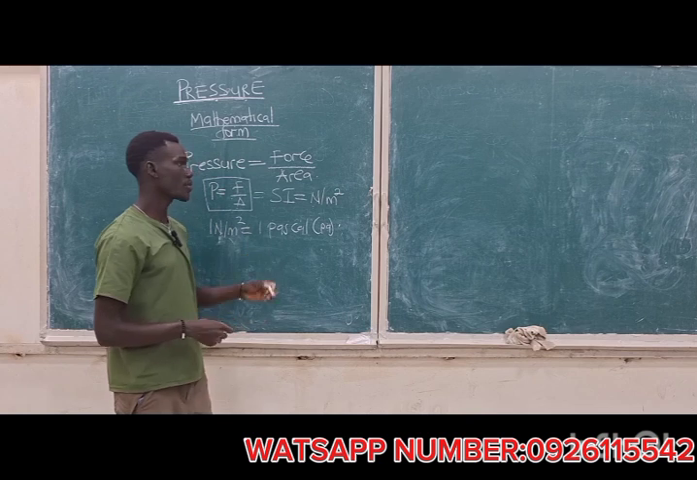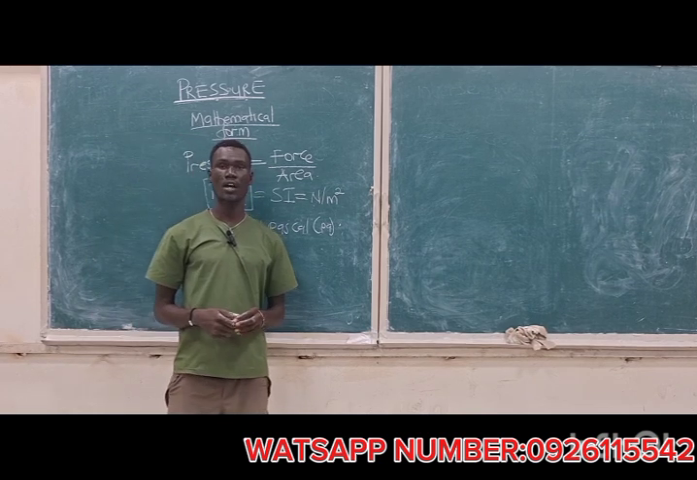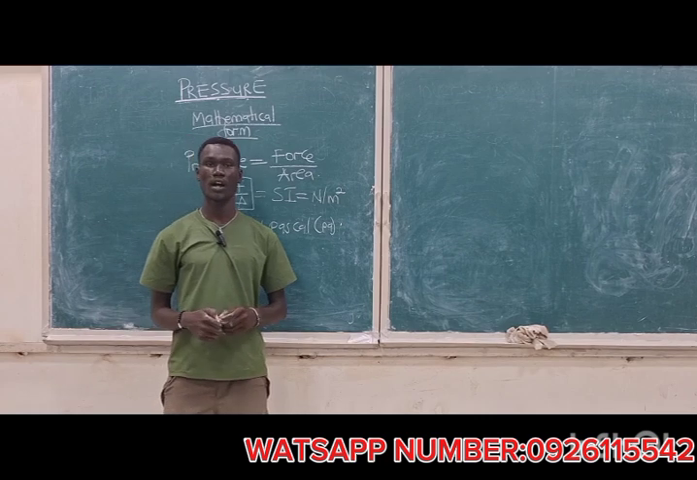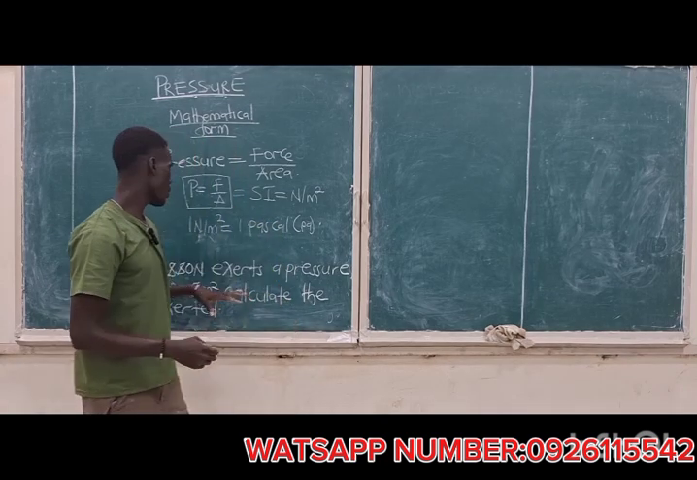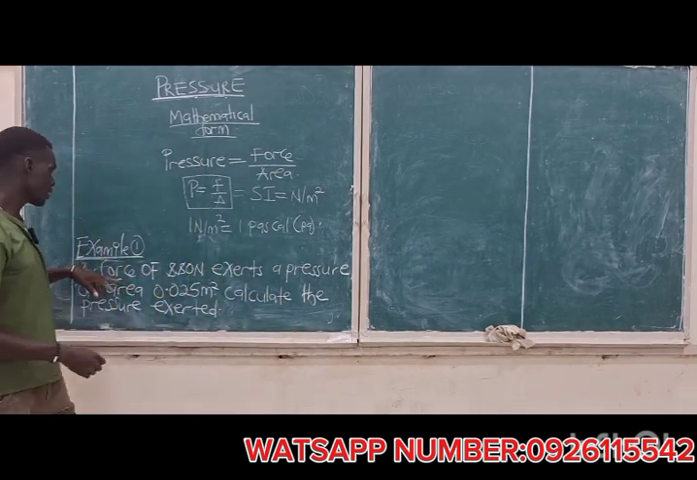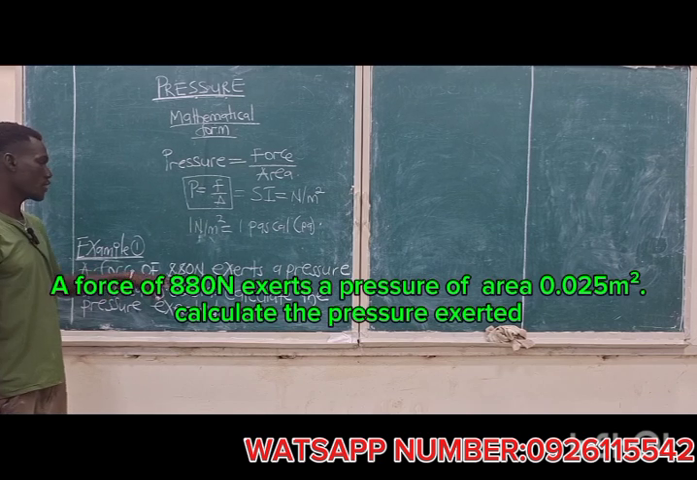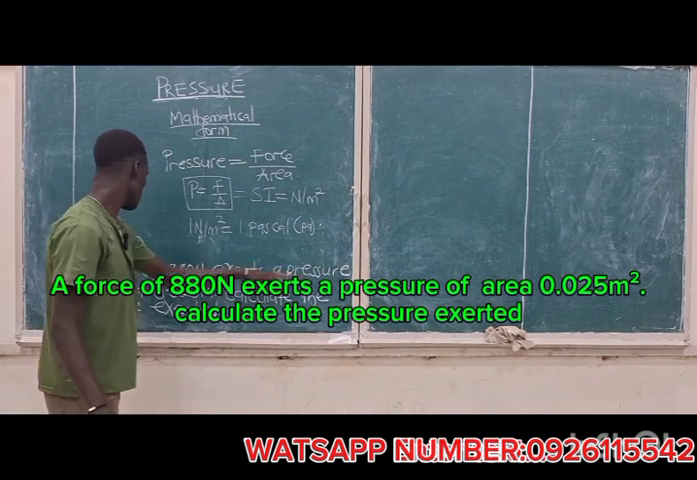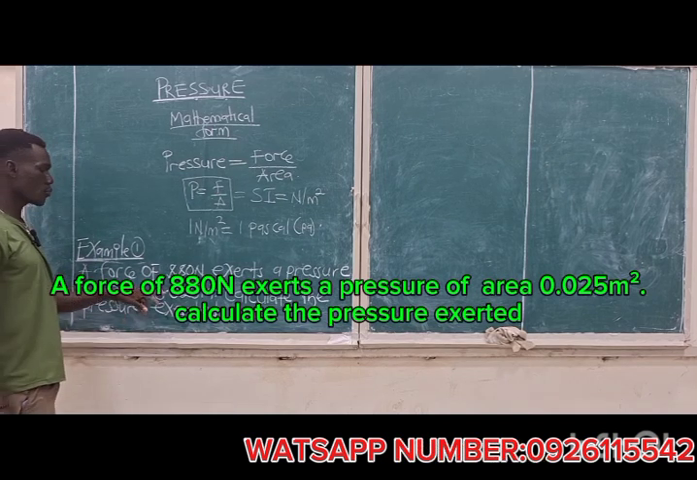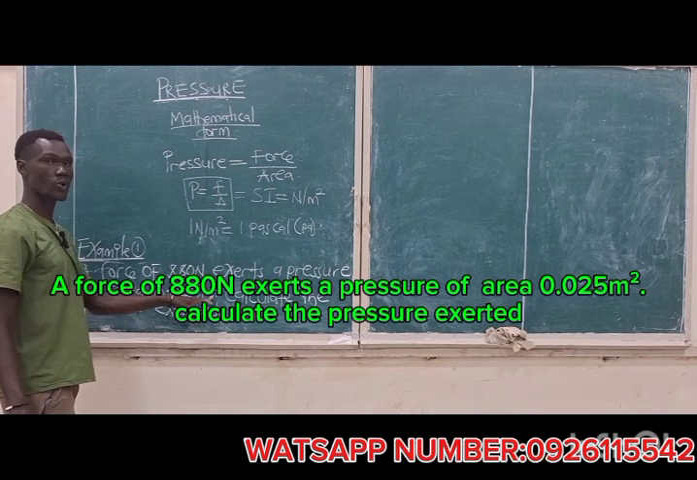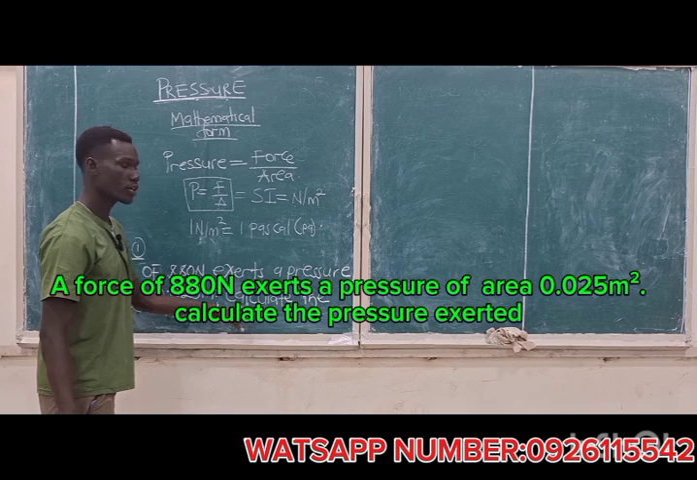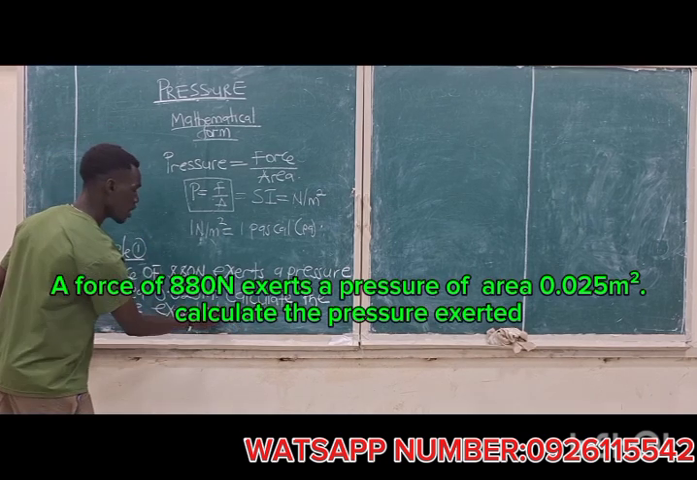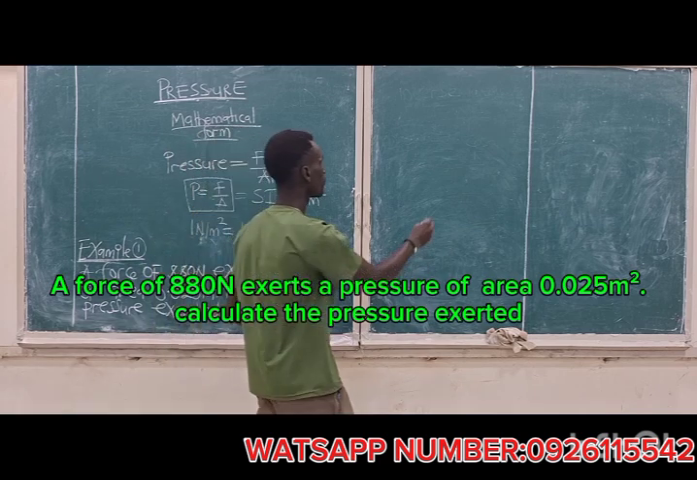So let's look at the examples on how we should solve problems under pressure. Example 1. It says that a force of 880 newtons exerts a pressure on an area of 0.025 meters square, and the question is asking to calculate the pressure exerted. That is our question.